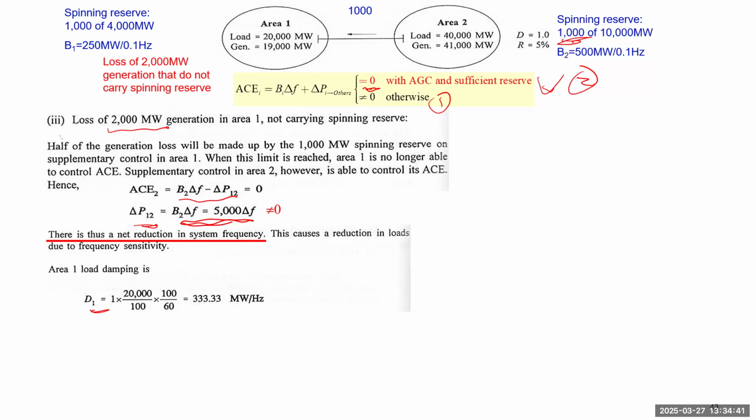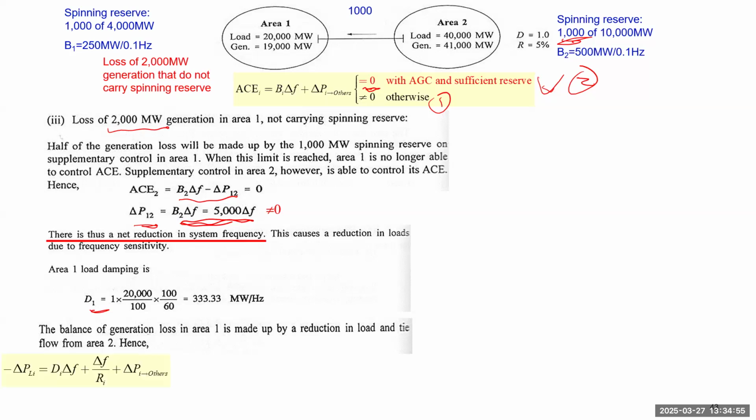So first we calculate. We're going to utilize the D in area 1 to estimate the load change due to the frequency. The balance of the generation loss in area 1 is made up by the reduction in the load and tie-line flow from area 2. So here we have this equation. Left-hand side is the total change of the load, and right-hand side is frequency dependent. Basically just the delta f multiplied by the beta factor, and also tie-line flow change.